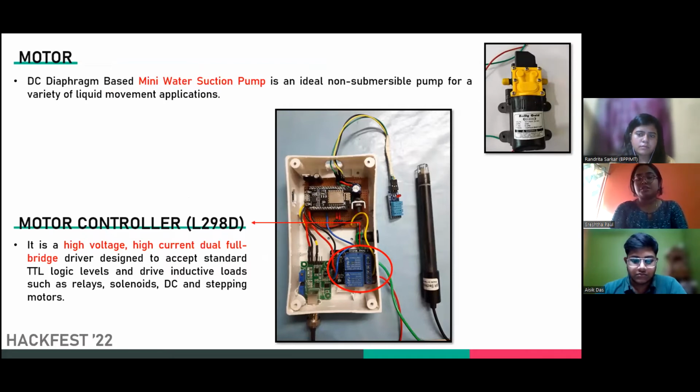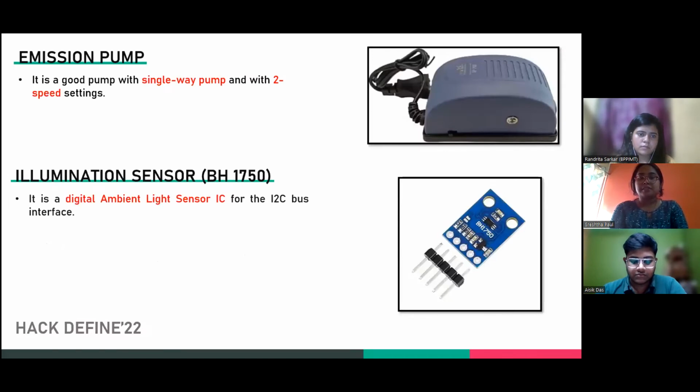Next is the aeration pump. This pump is used to aerate the nutrient medium, that means to control and balance the oxygen level of the water. And finally, we have the illumination sensor BH1750, which is going to check the sunlight intensity.